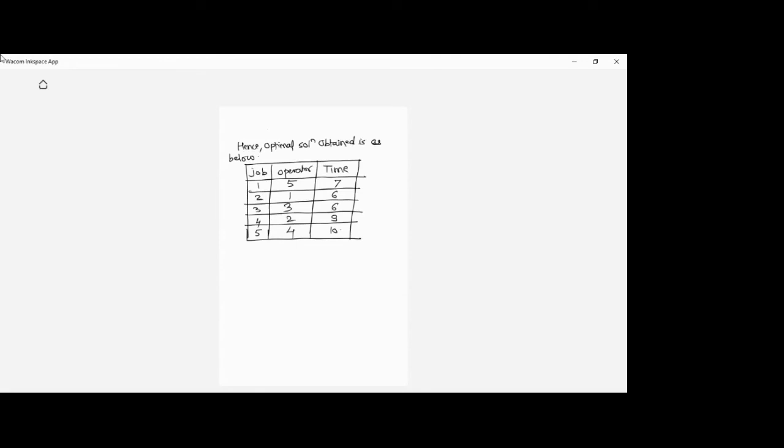So this is how you should represent the answer of the assignment model. Which facility is to be assigned to which job or which service, that is to be tabulated, and across it the time parameter is to be written.